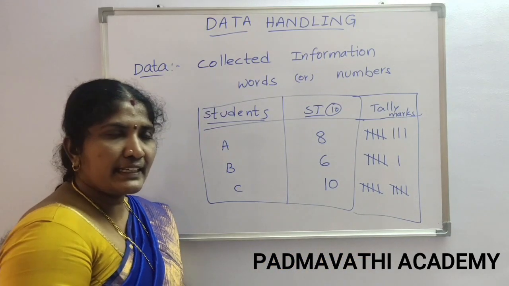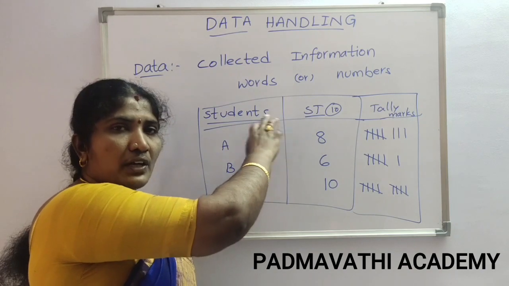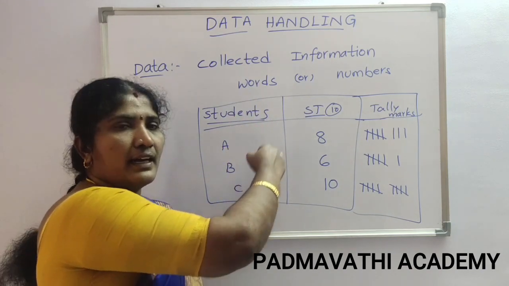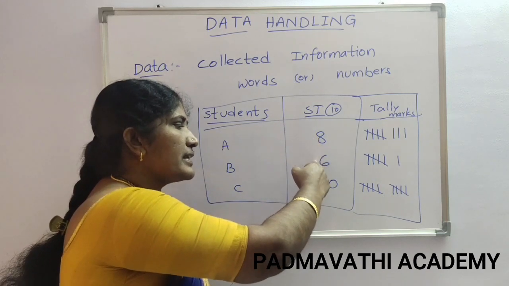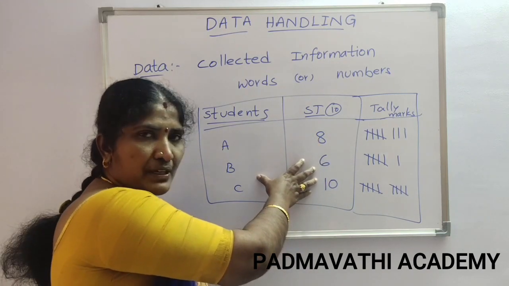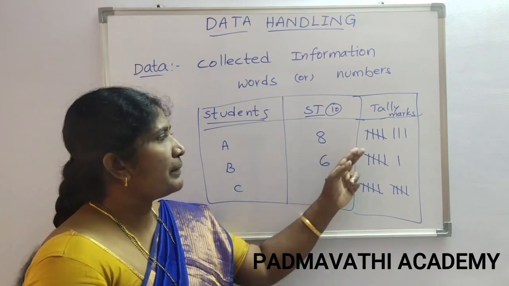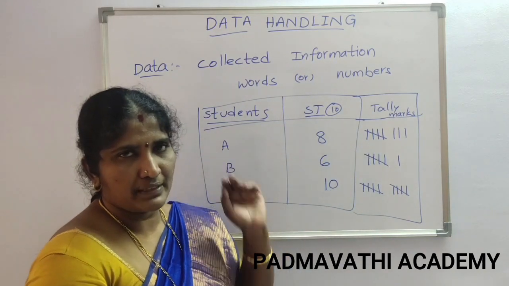So here, what is the data first of all? The marks got by three students, which we collected: students A, B, C, and in the slip test they got 8 marks, 6 marks, 10 marks. This is the information we collected. This is data. Next, we wrote the collected information by using tally marks.